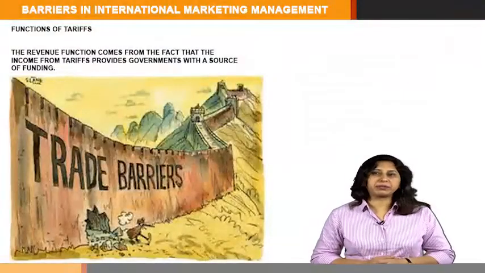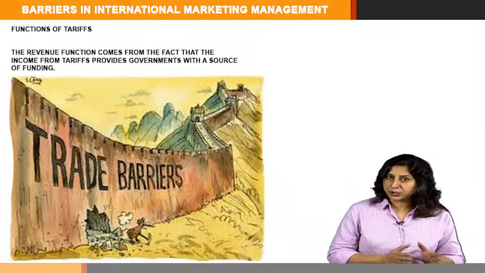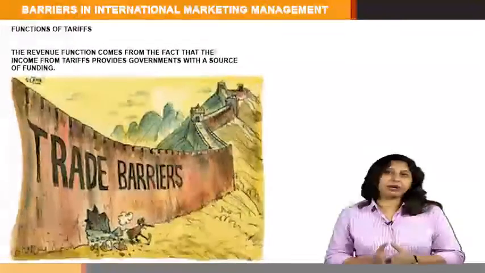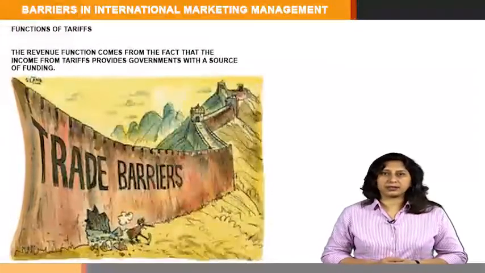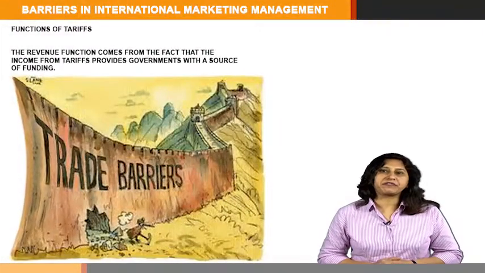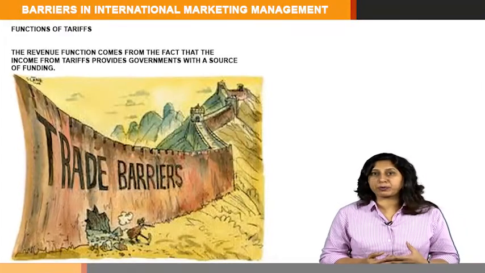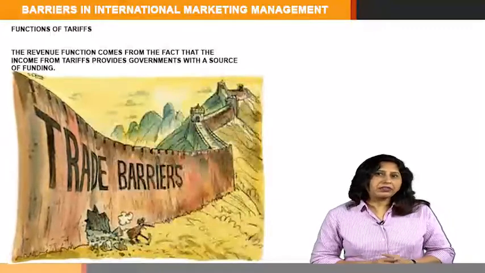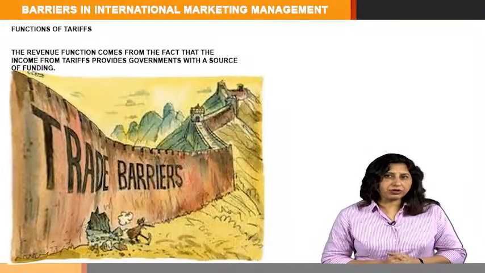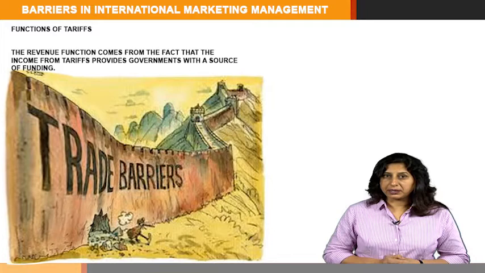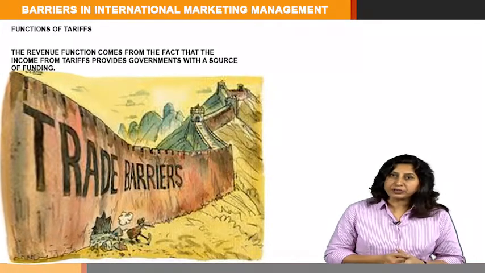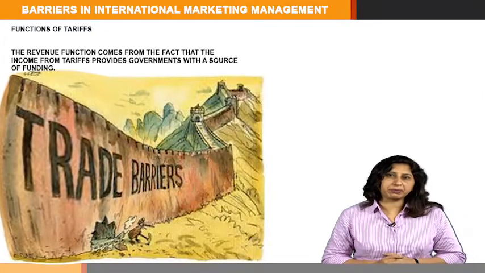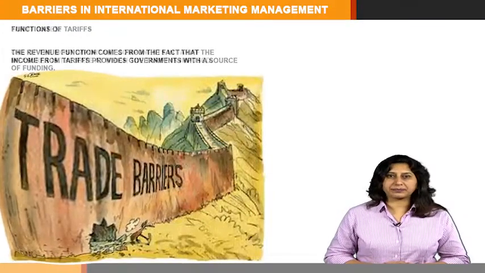Tariffs have three primary functions: to serve as a source of revenue, to protect domestic industries, and to remedy trade distortions. The revenue function comes from the fact that the income from tariffs provides governments with a source of funding. In the past, the revenue function was indeed one of the major reasons for applying tariffs, but economic development and the creation of systematic domestic tax codes have reduced its importance in the developed countries.